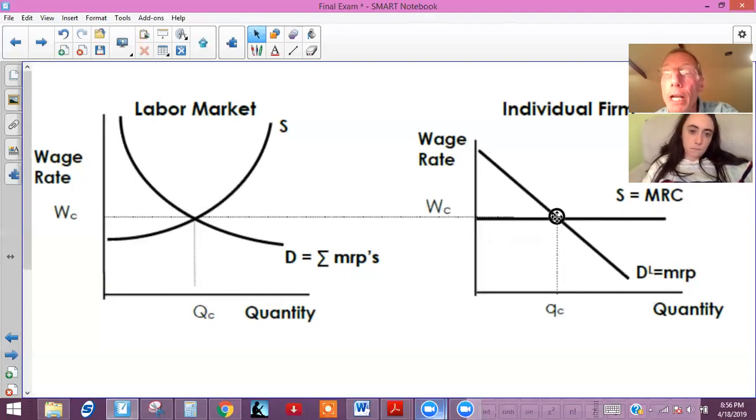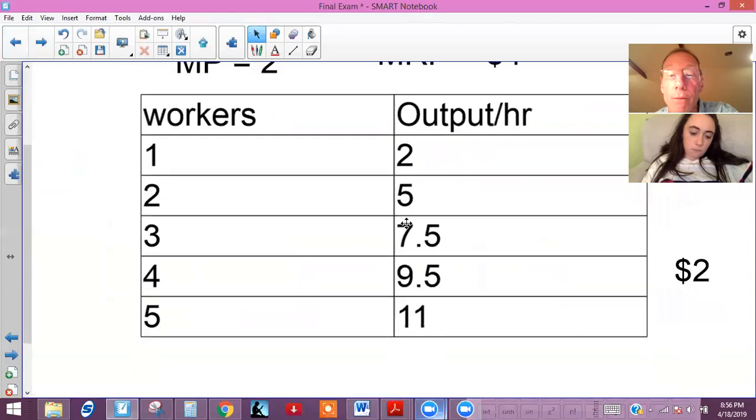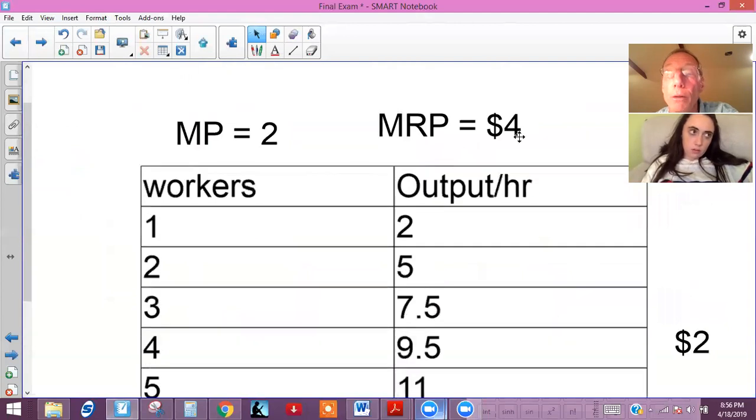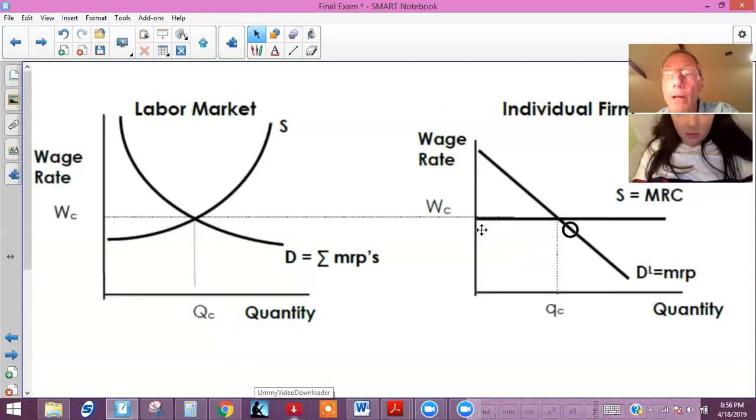And the fifth worker has a marginal revenue product of 3, because 1.5 times 2 is 3, which is lower than the wage. So we wouldn't hire. So that worker would be right there, right?